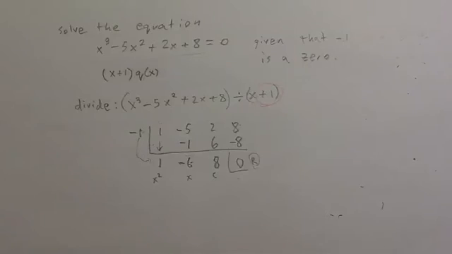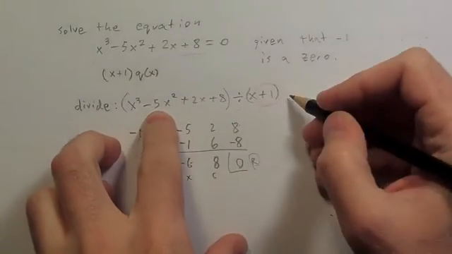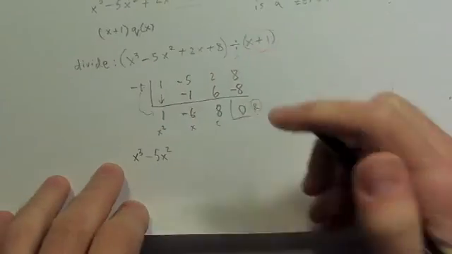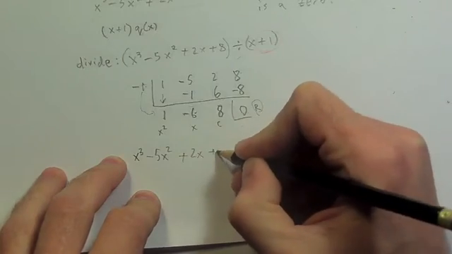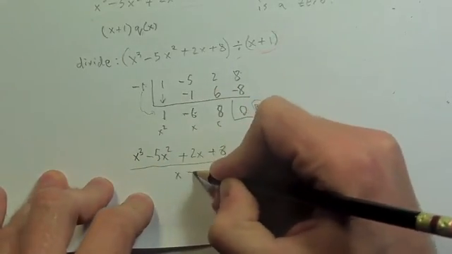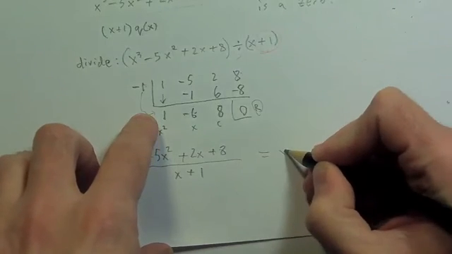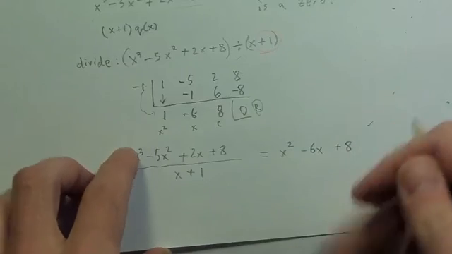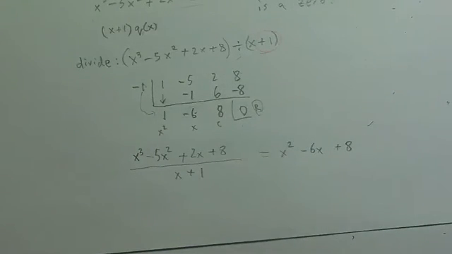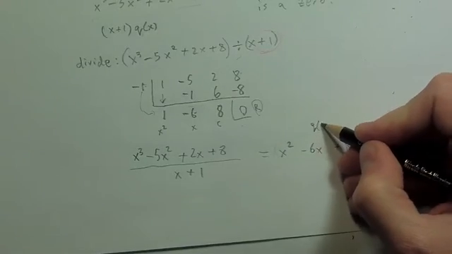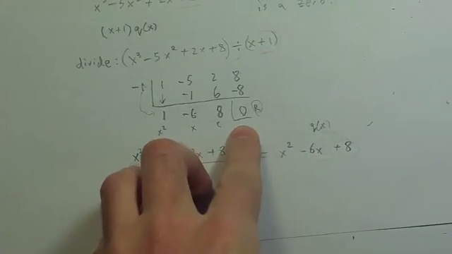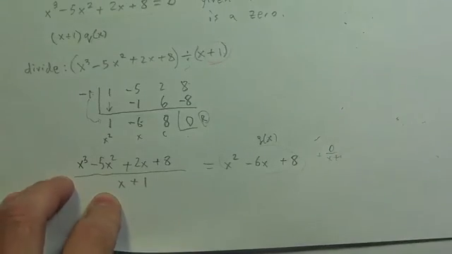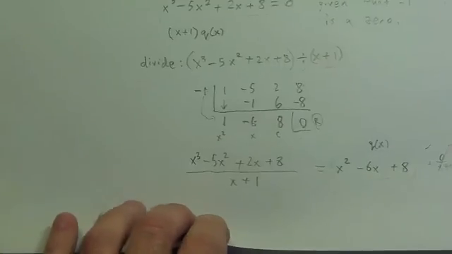Alright, since we have remainder 0, that means this division here, which I can write like this, x cubed minus 5x squared plus 2x plus 8 over x plus 1 is x squared minus 6x plus 8. Okay. There's my q of x. There's my quotient. My remainder was 0, right, because I could put plus 0 over the x plus 1, but it's just 0, so we don't need to worry about that.